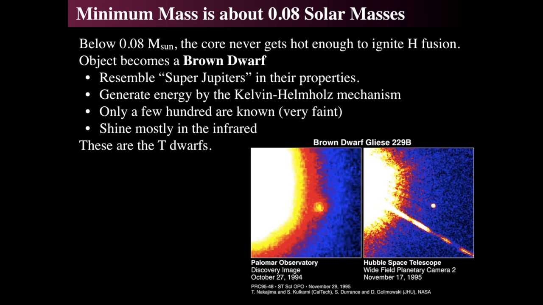There's not many known, although it's not only a few hundred; there are now significant numbers known because of the Wide Field Infrared Survey Explorer, the WISE telescope, as well as others like the Spitzer Space Telescope, which have discovered many, many of these. So it's not quite accurate to say only a few hundred are known. They shine almost exclusively in the infrared, and those are what we call the T dwarf stars. Remember we had OBAFGKM, L and T, and the T-type dwarfs are the brown dwarfs. They're just not much bigger than Jupiter.